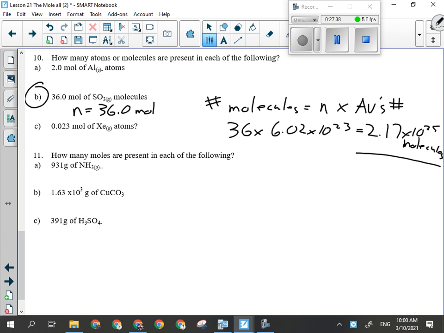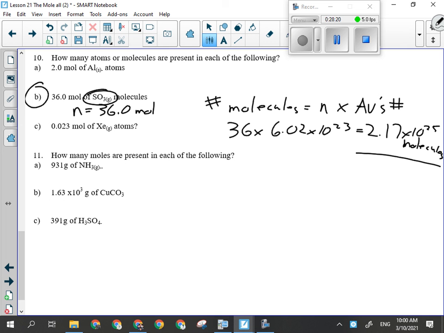All right, now here's something the question didn't ask. How many atoms are there in this number? Now it does matter what material I'm dealing with. I know I have 2.17 times 10 to the 25 SO3 molecules. I want to know how many atoms there are. How many atoms are in a molecule of SO3? 4. There's 3 oxygens and 1 sulfur. There's 4 atoms in that molecule.